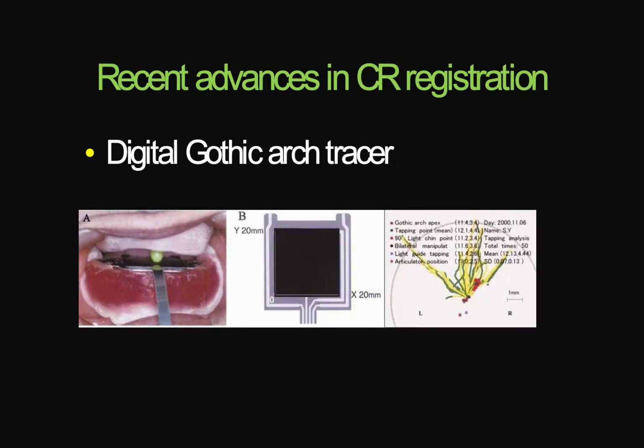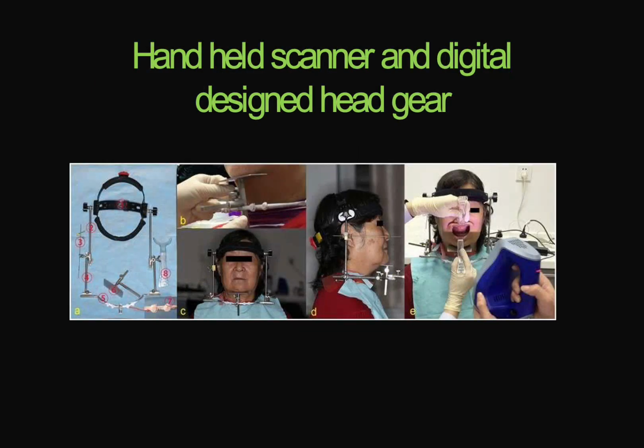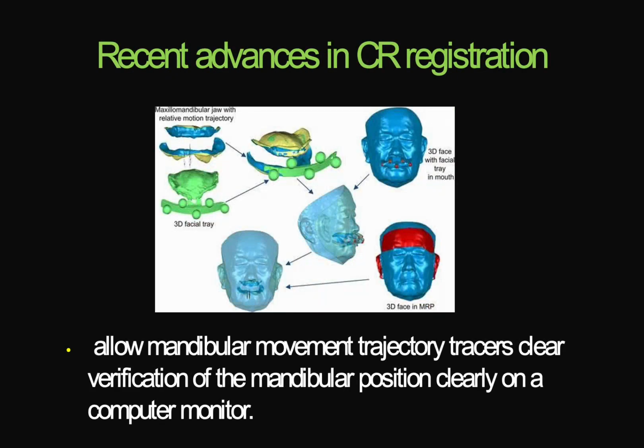In recent advances in jaw relation, we have digital Gothic arch tracers and we have handheld scanners and digitally designed headgears for recording of the mandibular movement. Apart from that, with the use of virtual articulators, we have software that determines the mandibular movements. The trajectory tracers are attached for determining the centric jaw relation.